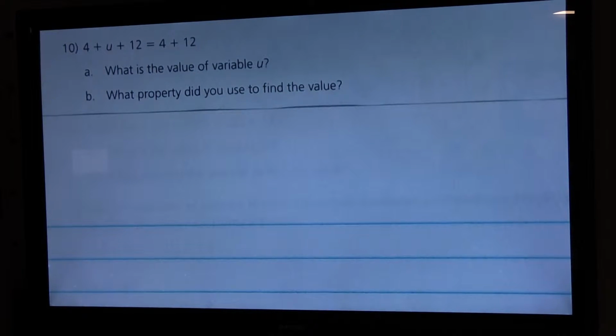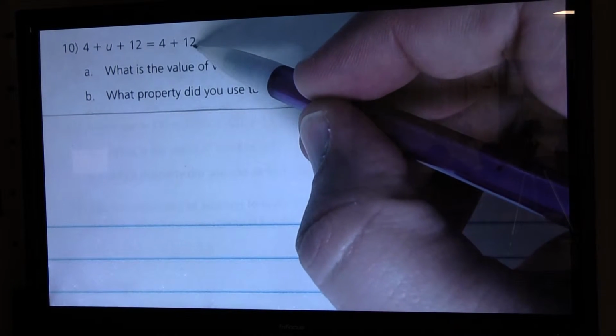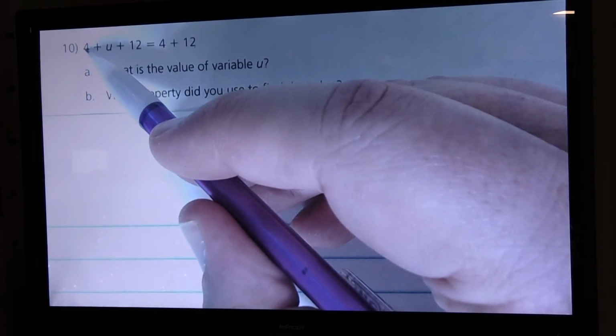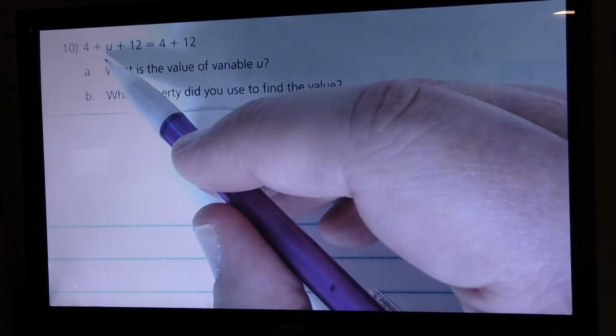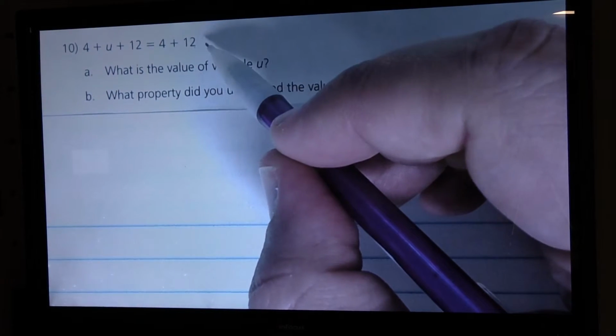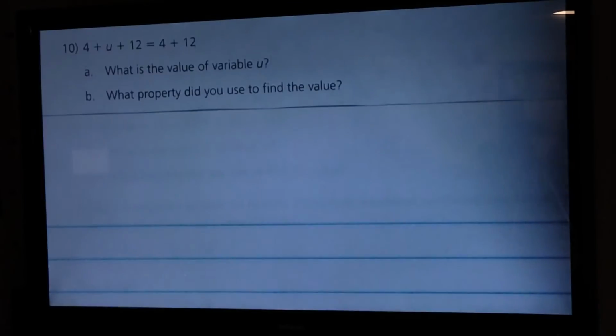So let's look at this one. There's actually a couple ways I would solve this problem. This is a rare situation, because when I look at this problem, I really don't have to solve it as far as figuring out that 4 plus 12 is 16. And then I could say 4 plus 12 is 16. Subtract 16 from this side, which would isolate the u, and then subtract 16 from this side, which would equal 0. And that, of course, would be the identity property of addition.